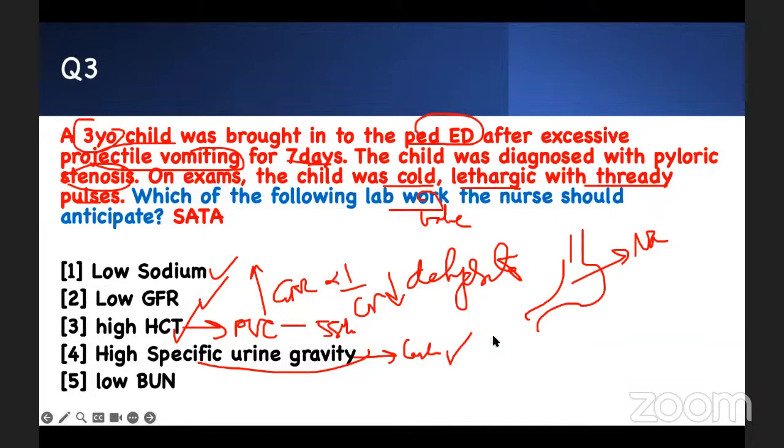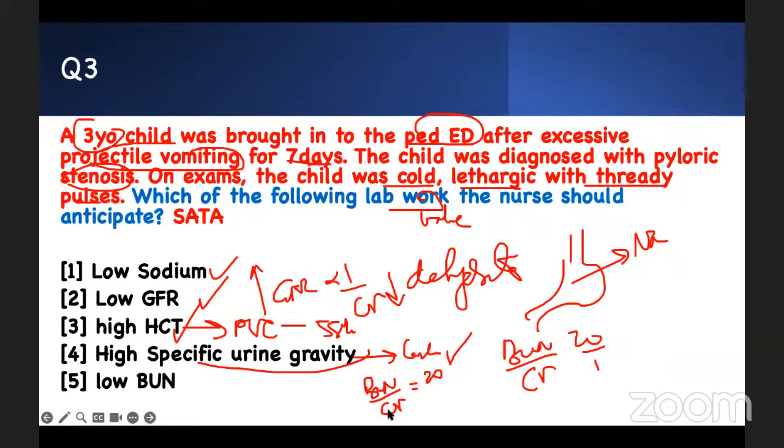If your kidney, your BUN, you see, I'm trying to explain to you why each of them is right or wrong. BUN to creatinine ratio is 20:1. We expect the creatinine to be high. Okay, so let's do some math. I liked math when I was in school. So this ratio is 20:1.